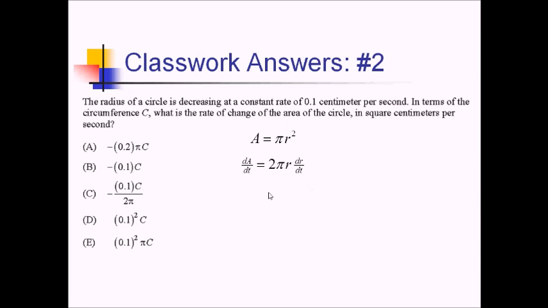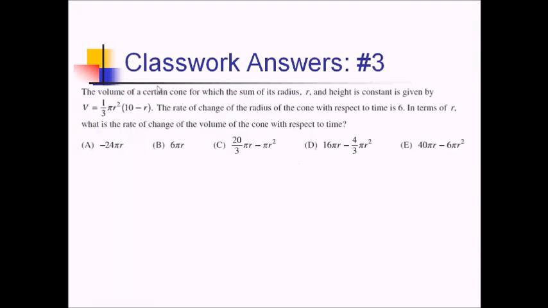And where do we go from there? Well, the key on this one is that they want the answer in terms of the circumference C. And if you look at all the answer choices, there's a C in all of them. So one thing that's key here is realizing that the circumference, C, equals 2 pi r. 2 pi r is just another way of saying circumference. And we also know that dr over dt is 0.1, actually negative 0.1, because we're decreasing there. So just plugging all of that back in, we have dA over dt, that's the rate of change of the area, equals negative 0.1 times C. And that actually matches one of the answer choices. Choice B.